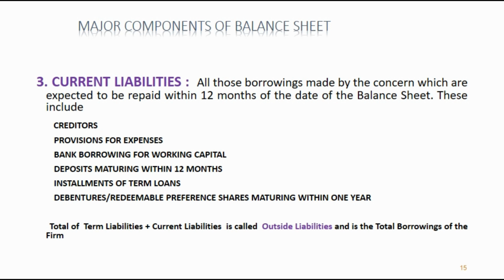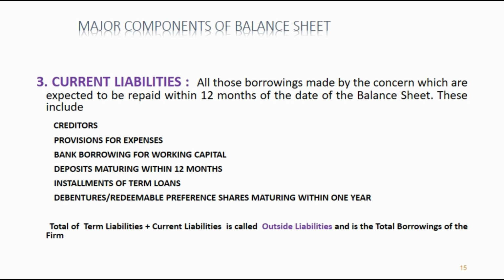Now current liabilities are all those borrowings made by the company which are expected to be repaid within 12 months from the date of the balance sheet. This includes creditors, provision for expenses, bank borrowings for working capital, deposits maturing within 12 months, installments of term loans, debentures, redeemable preference shares maturing within 1 year.